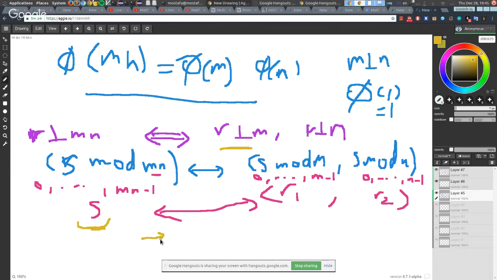So this is, let's say, a function one way, and now to make it the other way. If R1 is coprime with m and R2 is coprime with n, and the corresponding number here is s, then s is coprime with mn. So the function goes both ways. There's a one-to-one correspondence: each pair of numbers coprime with their corresponding modulus corresponds to one of the coprimes in this table.